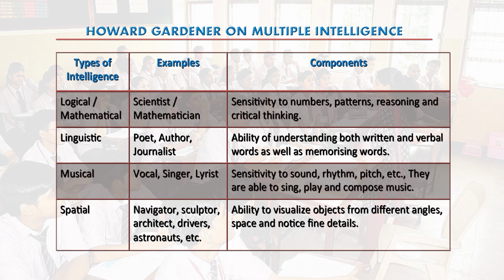Another type of intelligence is called spatial intelligence. Examples of spatial intelligence are navigator, sculptor, architect, driver, astronauts, etc. And the component of this type is the ability to visualize objects from different angles, and notice fine details also. So, this is called spatial intelligence.